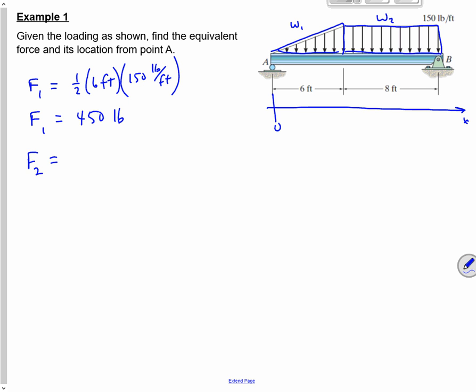F2 is the area of that rectangle. Well, the area of a rectangle is the width, which in this case is 8 feet, times the height, which is 150 pounds per foot, which is how much? 1,200.